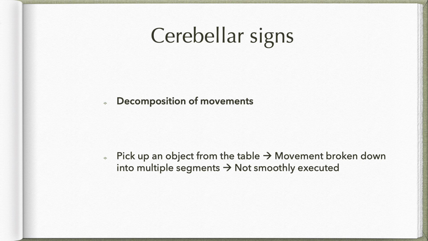There is decomposition of movements. Cerebellum helps in performing any movement in a smooth fashion so that the movement will occur in a continuous sequence. Whereas in case of lesion to the cerebellum, the movement is broken into multiple components. So ask the patient to pick up an object from the table. A normal person would pick it up in one continuous movement. Whereas when you ask the patient to pick it up from the table, he first moves his shoulder, then followed by elbow, then movement at the wrist, then at the fingers, then picking up and back in the same direction. So it is broken down into multiple components. That is what is known as decomposition of movements.